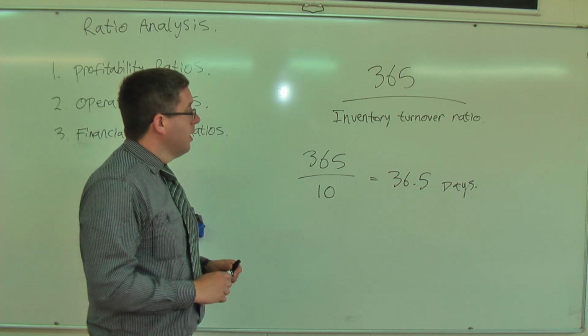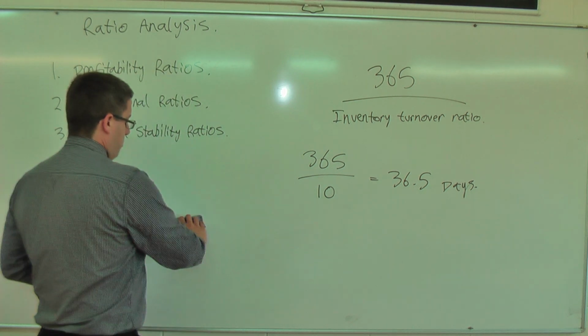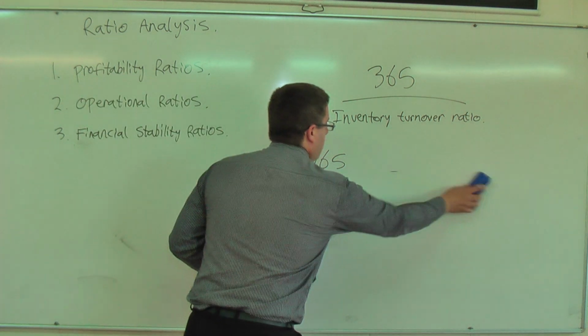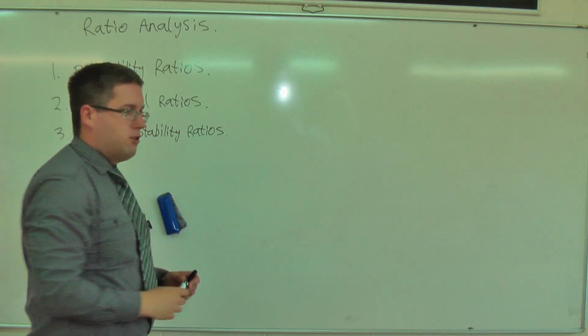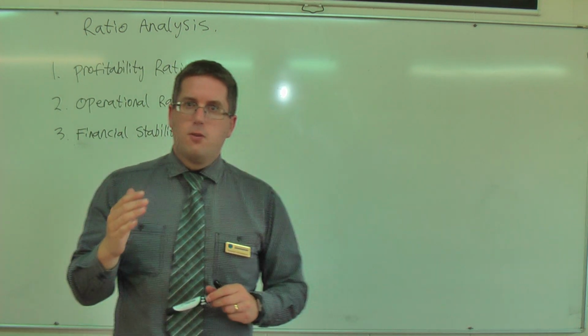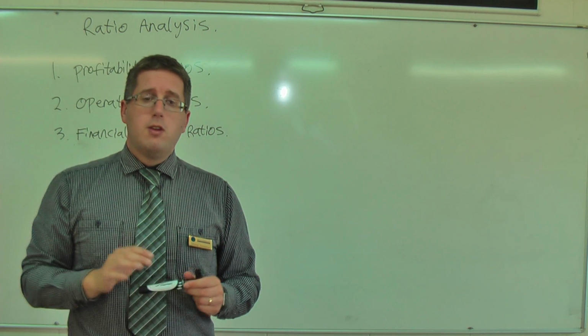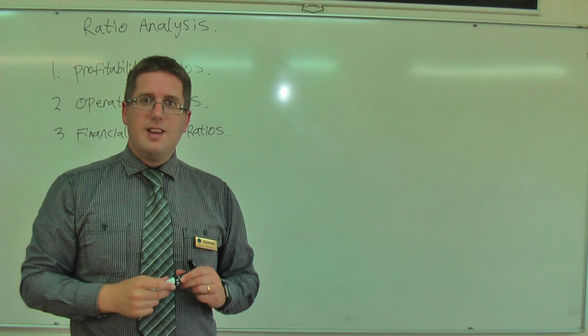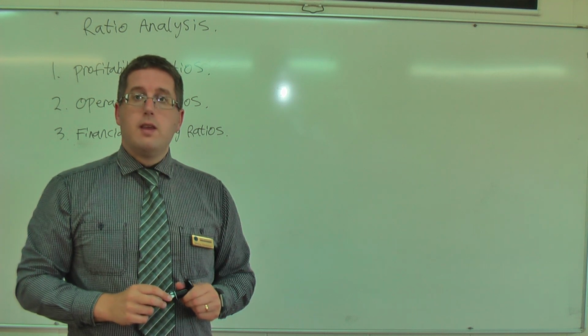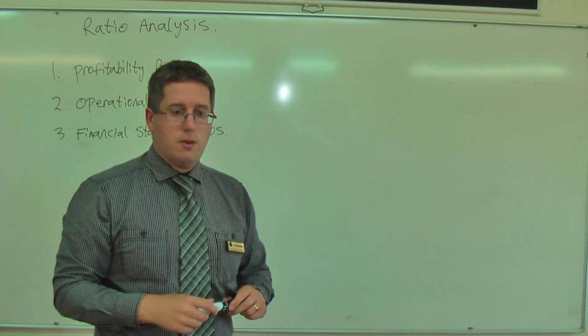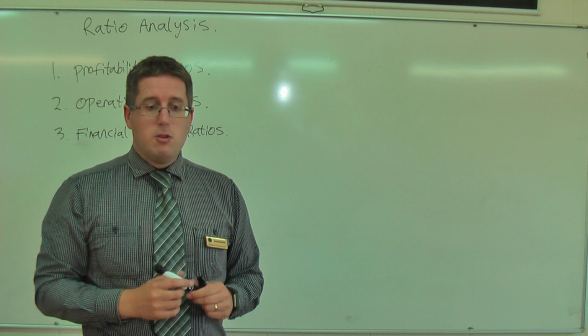Right. That's the end of the profitability ratios. We're now going to look at 4 operational ratios that are used just in the hotel and hospitality sector. So the first one is the average food check, or the average spend per person.